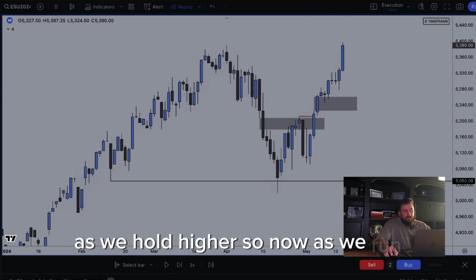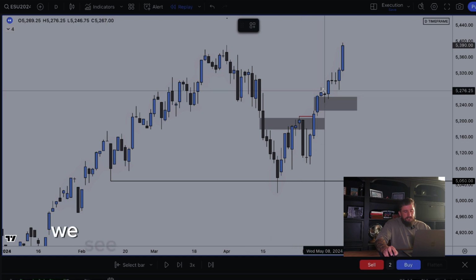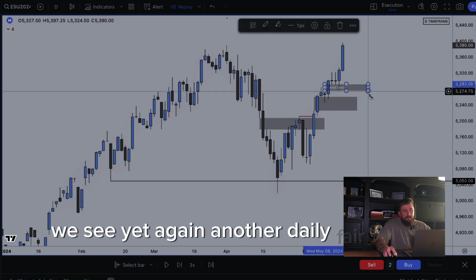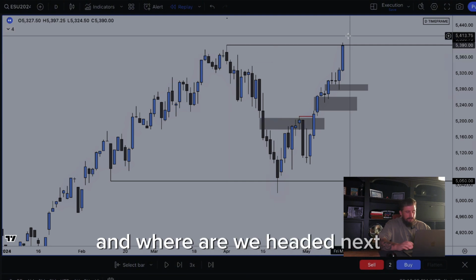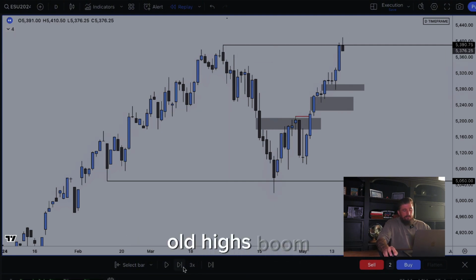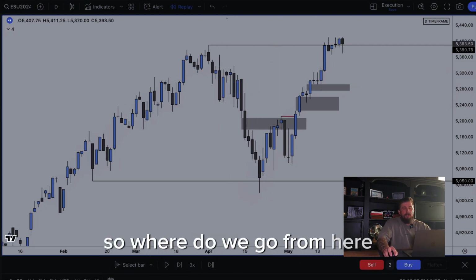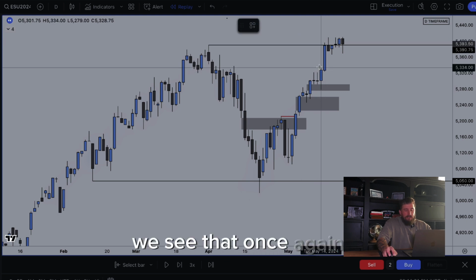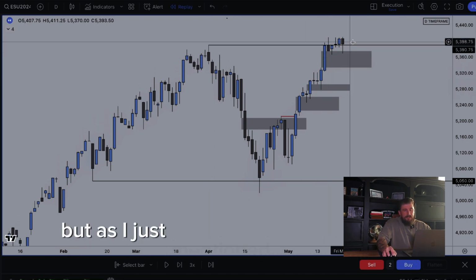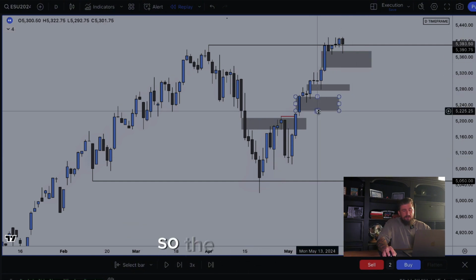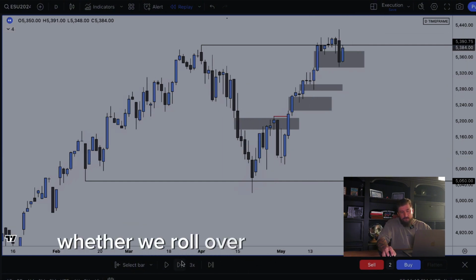So now as we continue forward, we see yet again another daily fair value gap for ES. And where are we headed next? Old highs. Boom. So where do we go from here? We see that once again, we are starting to create a fair value gap. But as I just mentioned, we ran out this old high. So the question is whether we roll over or continue higher.